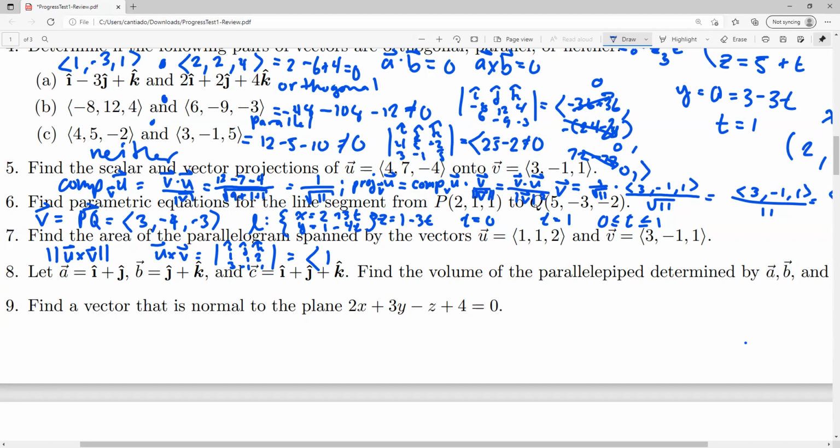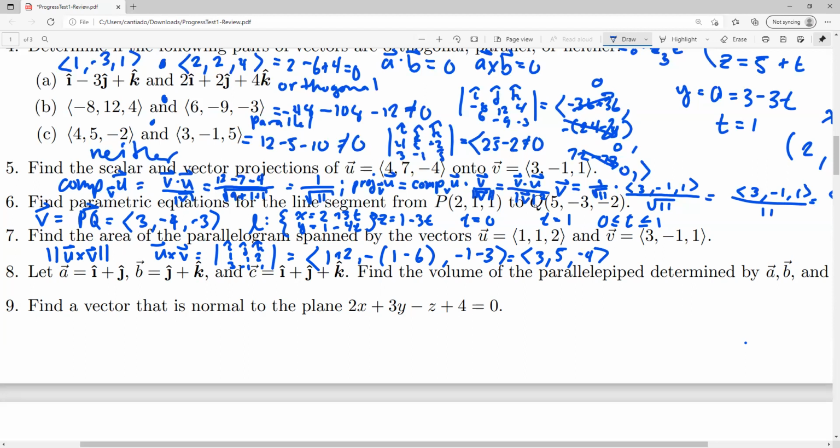So 1 minus negative 2, so that's 1 plus 2. And then j, we'll have negative parentheses 1 minus 6. And then k is 1 times negative 1 is negative 1 minus 3. So we go ahead and simplify this. We'll get the vector 3. 1 minus 6 is negative 5, so negative negative 5 is positive 5. And then we have negative 4 here. So that is our cross product.